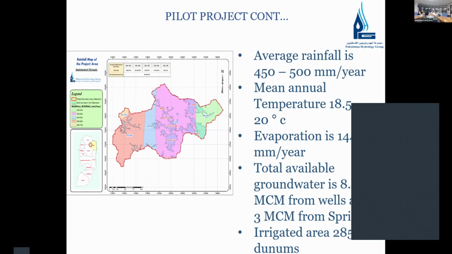It's been abstracted through groundwater wells, while the main discharge is coming from Farah Spring at around 3 million cubic meters per year, and this water is used for irrigating around 2,858 dunums.